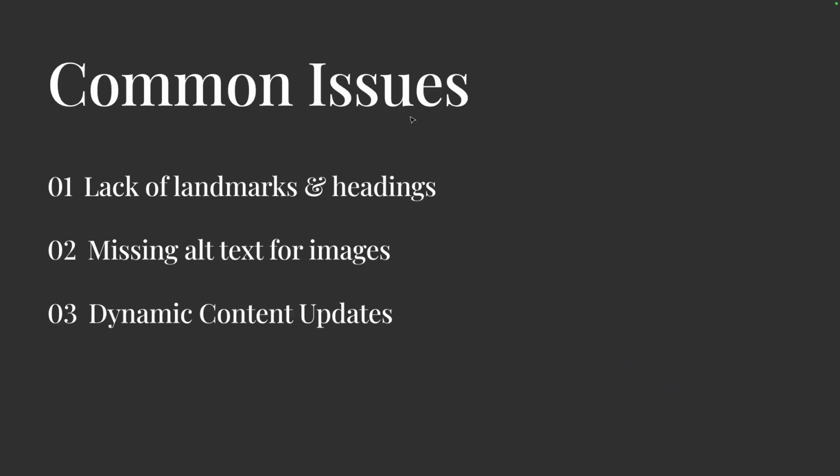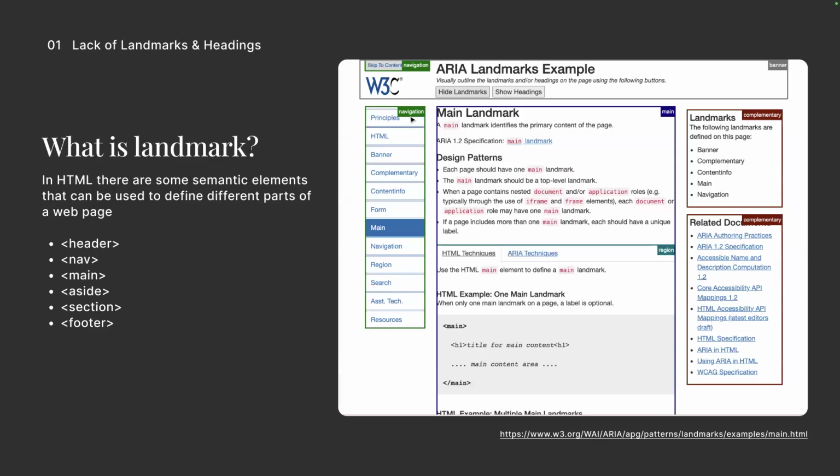Now let's talk about some common issues that can impact the efficiency of screen readers: lack of landmarks and headings, missing alt text for images, and dynamic content updates. So what exactly is a landmark? A landmark is a key structural element in a web page that helps users navigate more efficiently. Think of landmarks as signposts that indicate different sections of the page, such as the header, the navigation, the main section, and complementary sections, so that users know what the page structure is like.